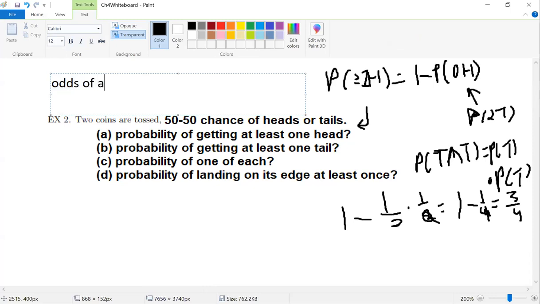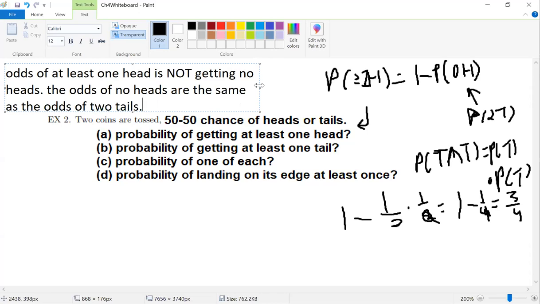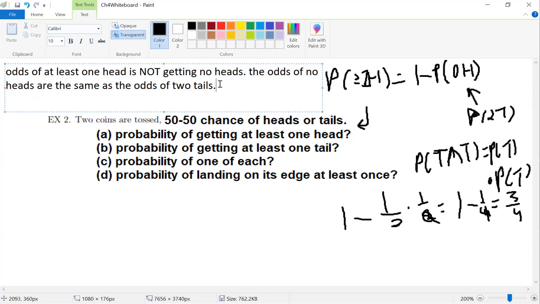So the odds of at least one head is the same as the odds of not getting no heads. That makes sense? The odds of no heads are the same as the odds of two tails. That makes sense? All right, let me move this up a little bit and make the font a bit smaller so we have more space. We'll go 10. The odds of no heads are the same as the odds of two tails.